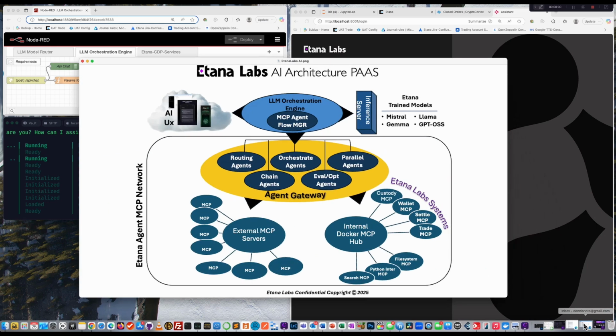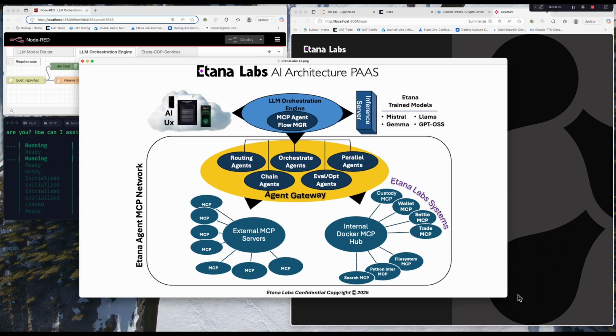Let's get the architecture behind the scenes. EtanaLabs AI architecture consists of the assistant, an LLM orchestration engine, the MPC network, and the MPC agent flow manager. These are essential tools for our subsystems to bring everything together so we can have conversations with our applications. So let's get started.